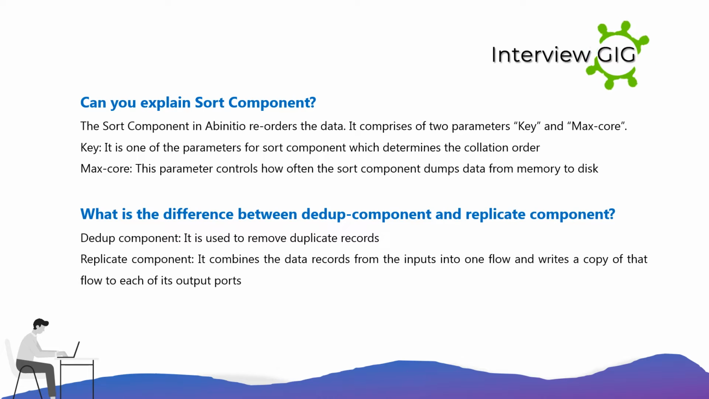Can you explain sort component? The sort component in Ab Initio reorders the data. It comprises two parameters, key and max core. Key is one of the parameters for the sort component which determines the collation order. Max core: this parameter controls how often the sort component dumps data from memory to disk.